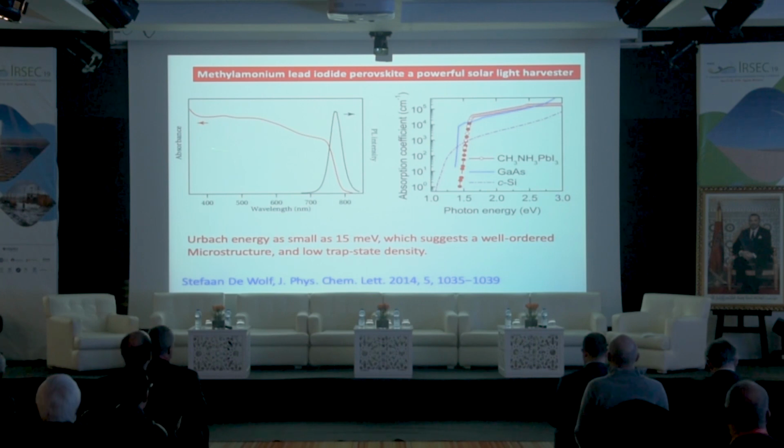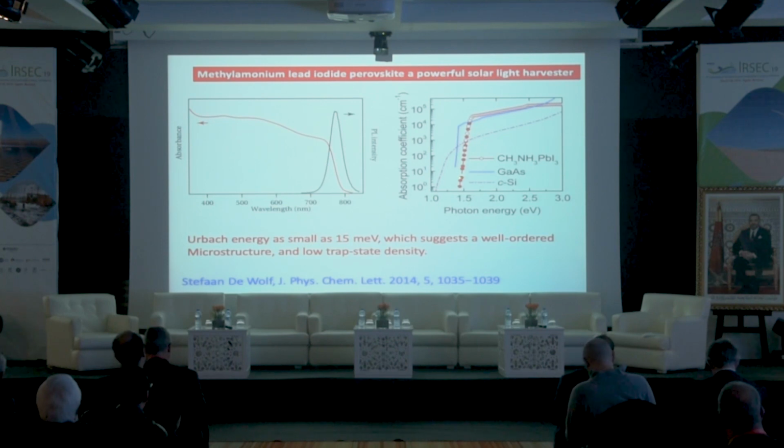So as I mentioned, this is a panchromatic material. It absorbs all the visible light from 400 to 820 nanometers and has a strong emission at the band edge. If you look at the onset, it is comparable to a well-known material like gallium arsenide, showing that you have a very low trap density in these materials.